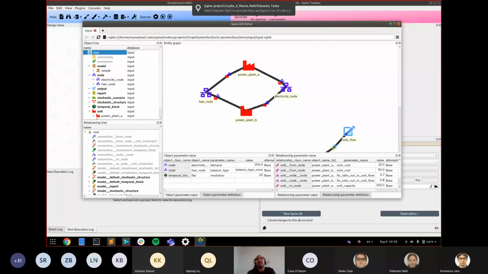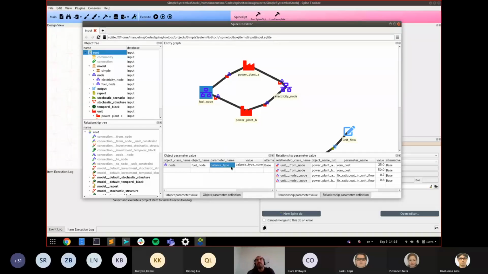And when I select this, I can see some parameter values here. So for example, for the fuel node, I have a parameter called balance type, which is again a name that SpineOpt understands. And I'm specifying this value to tell SpineOpt that this is an infinite supply that doesn't need any load balance or energy balance.